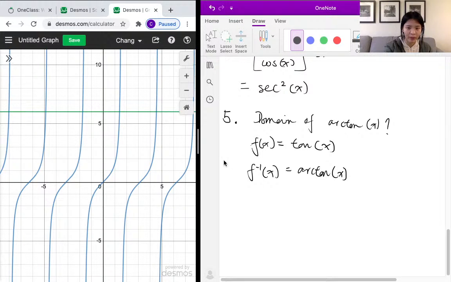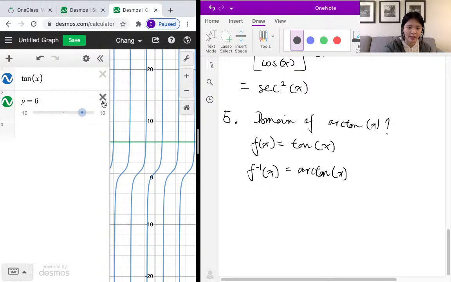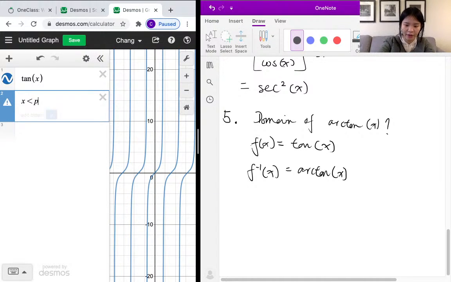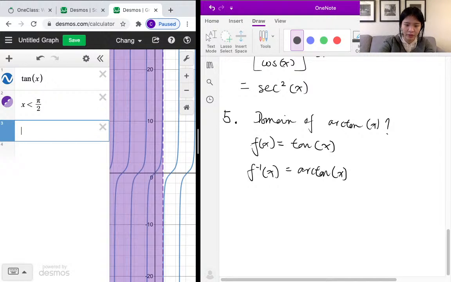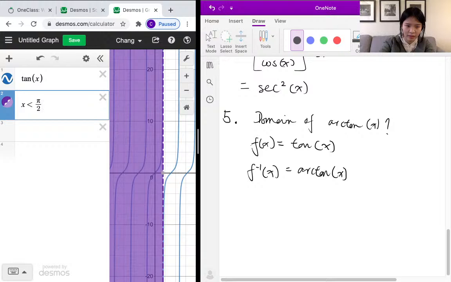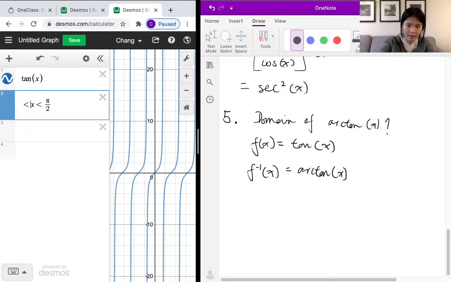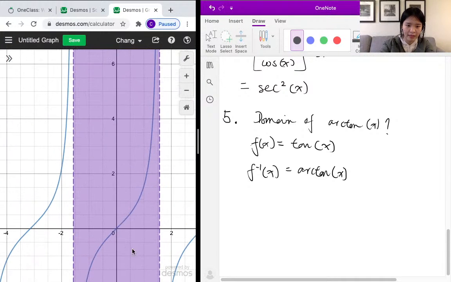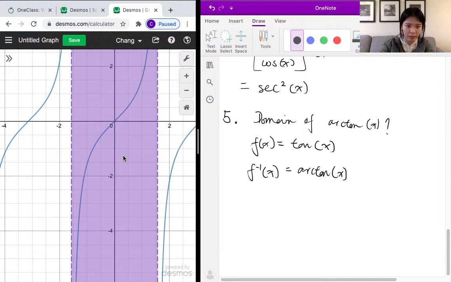What the mathematician did is something like domain restriction. They restricted the domain of the tangent function to between negative pi over 2 and pi over 2. So let's look at the area covered in purple.